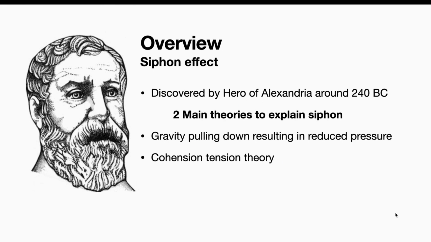But what is the siphon effect? Discovered in 240 BC by the Hero of Alexandria, it is when liquid moves from a higher to a lower place on its own. The two leading theories are gravity pulling down, resulting in reduced atmospheric pressure, and the cohesion tension theory. Before we go any further, let's do a quick science experiment.